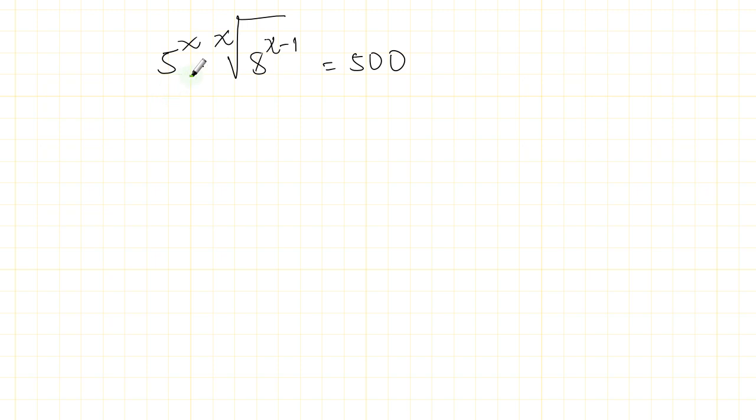So we have 5 to the x times this square root, we have this index x, of 8 to the x minus 1 equals 500. So let's solve it, guys.